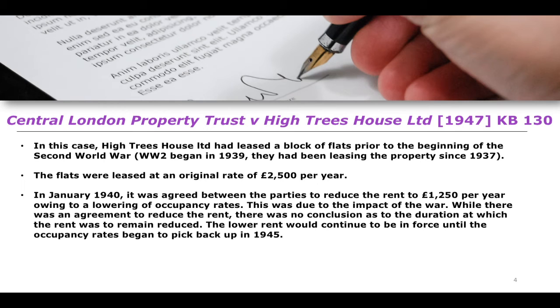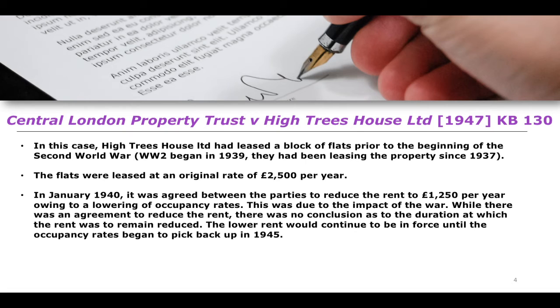While there was an agreement to reduce the rent, there was no conclusion as to the duration for which the rent would remain reduced. This would obviously make sense, given the fact that the motivation for the reduction in rent was the war, and nobody knew in January 1940 how long the war would last. The lower rent would continue to be enforced until the occupancy rates began to pick up, which obviously takes place back in 1945 when the war ends.